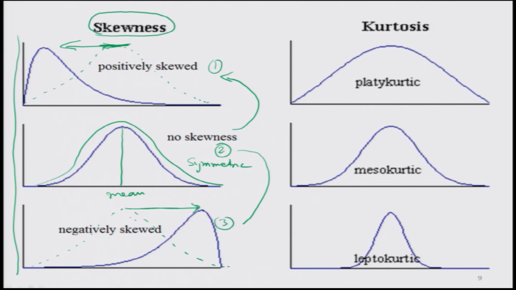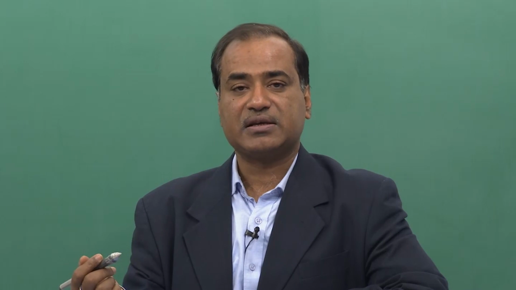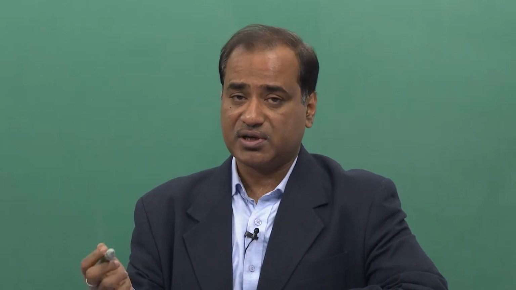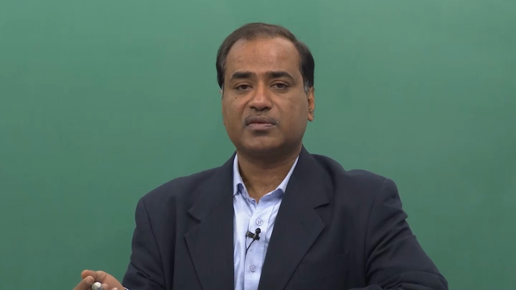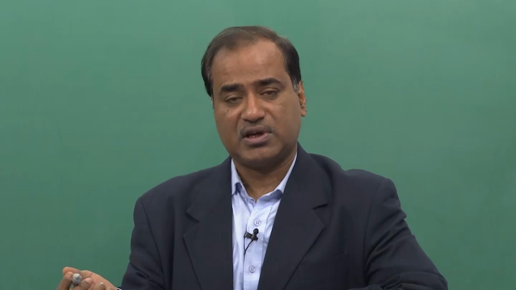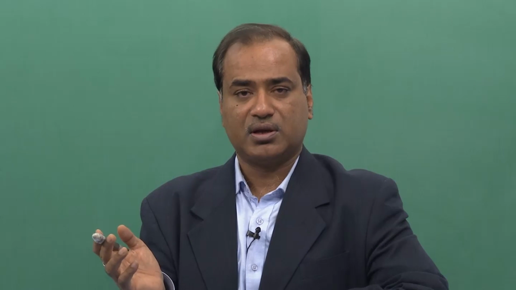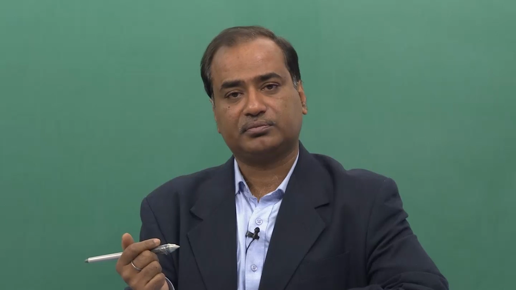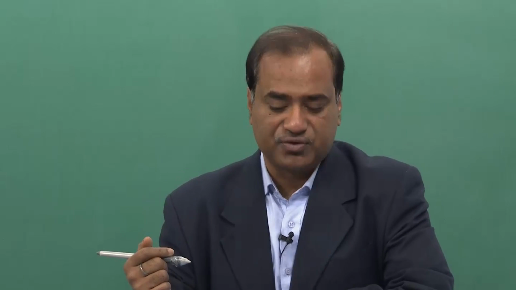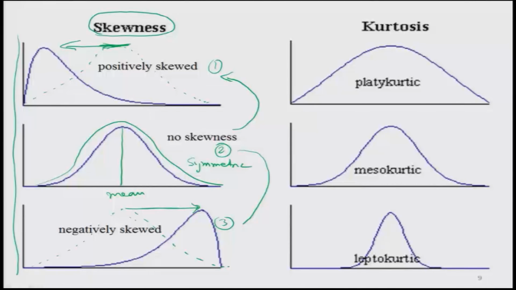Skewness is a measure of symmetry. Whenever we have a data set, we would like to know whether the values are symmetrically distributed around, for example, the mean. Say half of the values are on the left hand side of the mean and half on the right side, then I would say my data is nearly symmetric. In case number 2, we say there is no skewness, and the curve is symmetric.